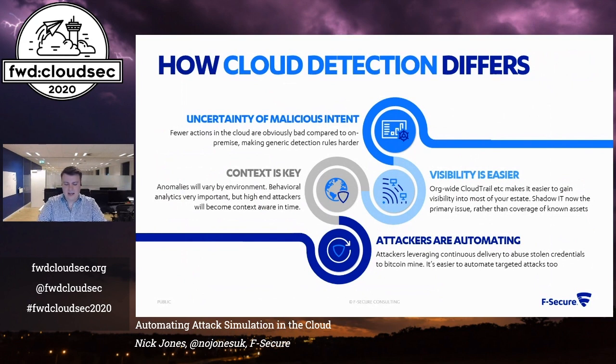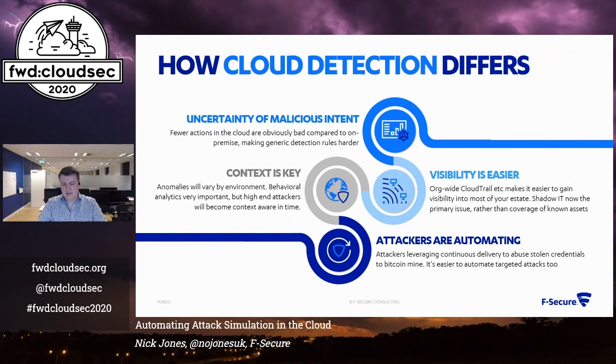So we're looking at anomalies by environment. This is even within an organization. What is anomalous in one cloud account might be perfectly benign in another. That's going to be an ongoing problem for detection teams who are used to building generic detection capability. On the plus side, visibility is much easier. Things like organization-wide CloudTrails in AWS make it very easy to make sure that you have all the relevant logs that you need in order to perform this detective activity.